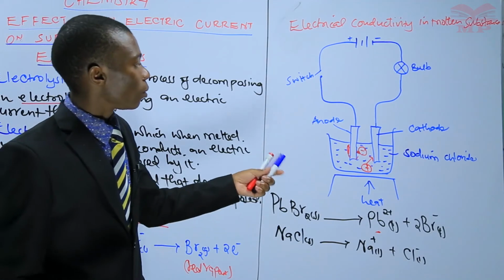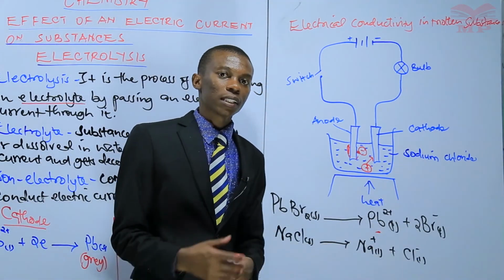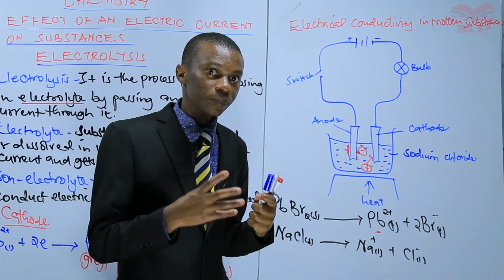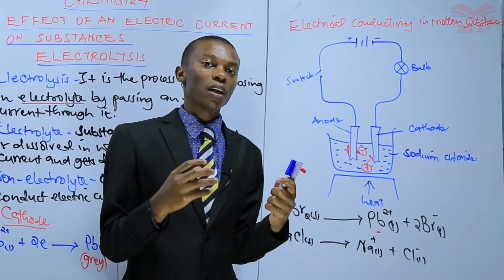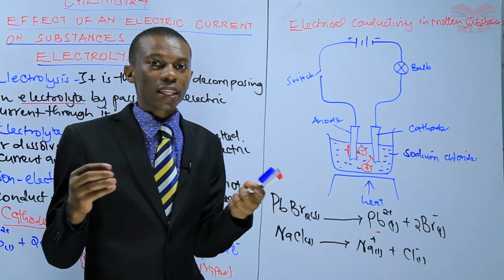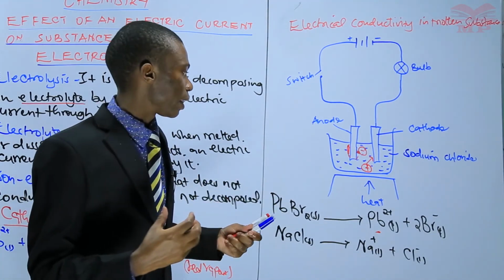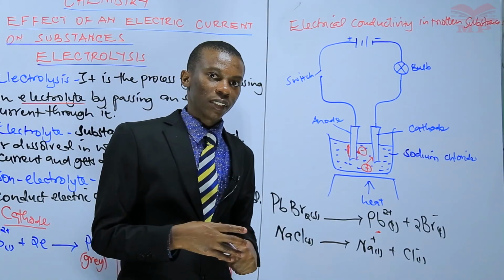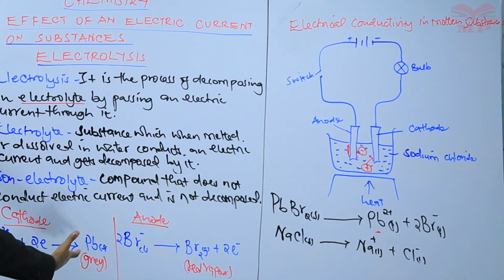While at the anode, negatively charged ions, which are bromide ions, are attracted towards the anode. Then they migrate towards that anode. At the anode, bromide ions lose electrons. When they lose electrons, they are deposited as bromine gas. And that is what we have written in this case.